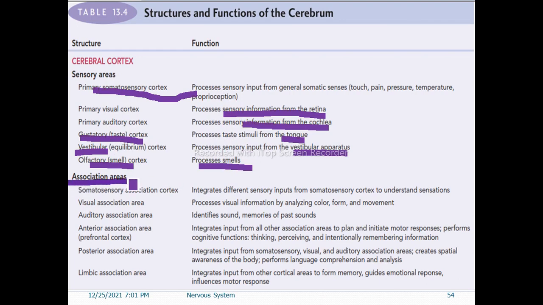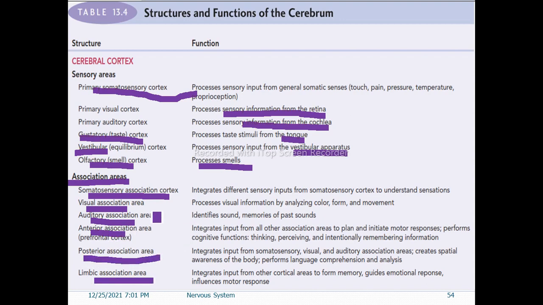The second type of area is known as the association area. The association area is divided into multiple areas: somatosensory association cortex, visual association area, auditory association area, anterior association area or prefrontal cortex, posterior association area, and limbic association area. The somatosensory association cortex integrates different sensory inputs from the somatosensory cortex to understand sensations. The visual association area processes visual information by analyzing color, form, and movement. The auditory association area identifies sound and memories of past sounds.